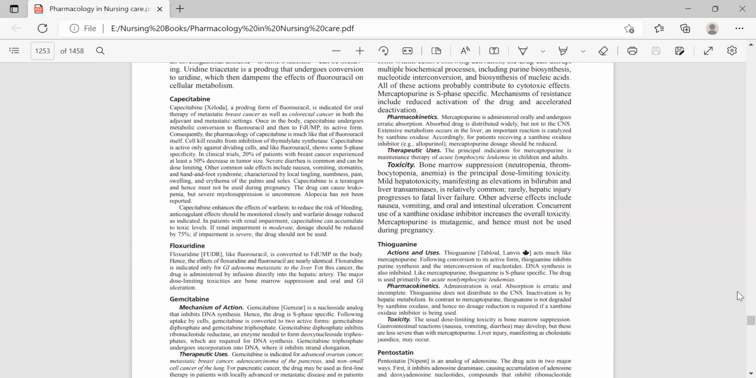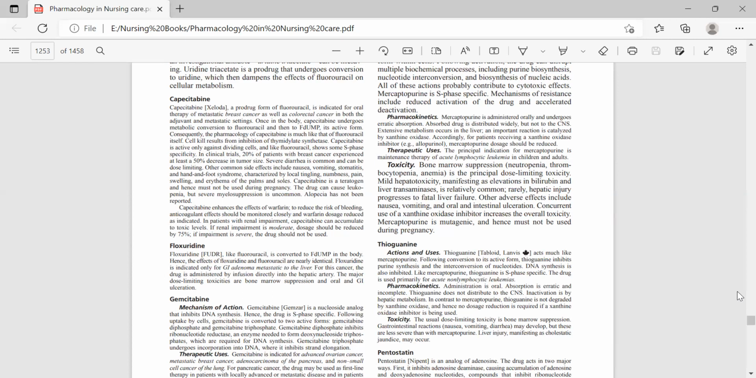Capecitabine is a teratogen, and it should not be used during pregnancy. The drug can also cause leukopenia. Myelosuppression is severe but uncommon. Alopecia has not been reported. Capecitabine enhances the effect of warfarin, an important drug interaction, and it can increase the risk of bleeding. Anticoagulant effect should be monitored closely and warfarin dosage reduced as indicated.